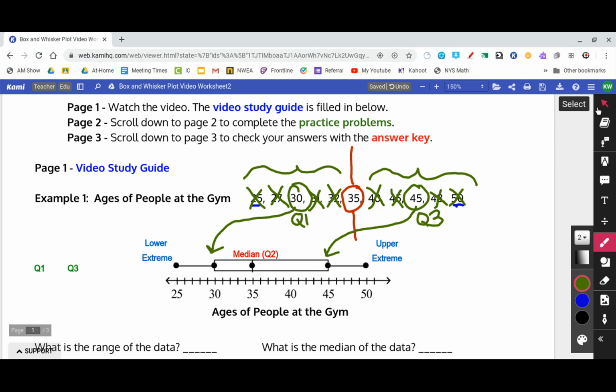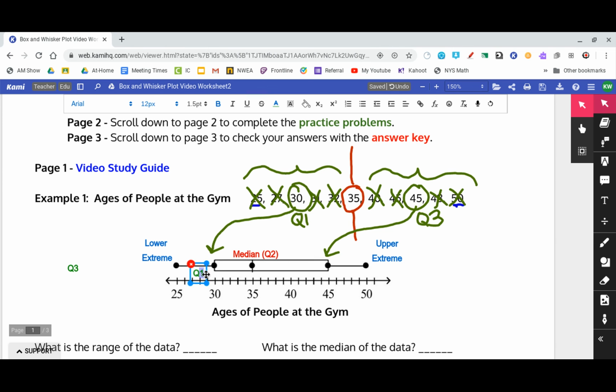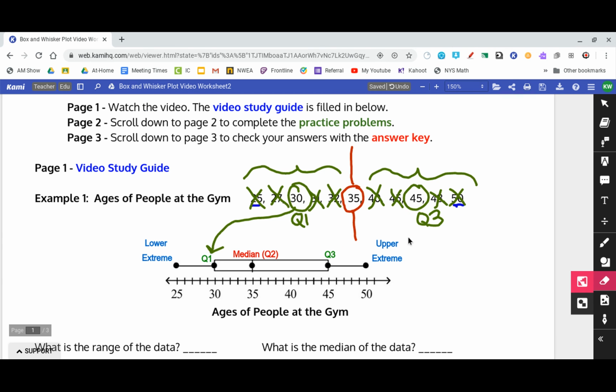So allow me to move those. Come on. Oh, yeah. You can do it, guys. There we go. Okay, cool. So that's how you get a box and whisker plot.